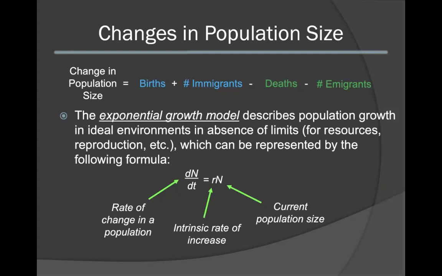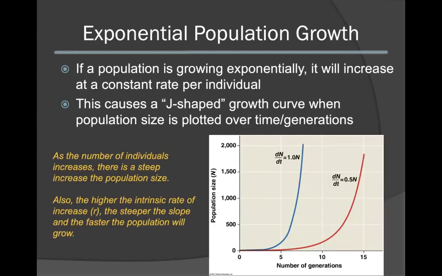The exponential growth model describes population growth in ideal environments in the absence of limits for resources, reproduction, mate finding, etc. Exponential growth can be represented by the following formula: dN/dt, which is the rate of change in a population, equals r, the intrinsic rate of increase, times N, the current population size. If a population is growing exponentially, this means that it will increase at a constant rate per individual or per female. This usually causes a J-shaped growth curve when population size is plotted over time or the number of generations.